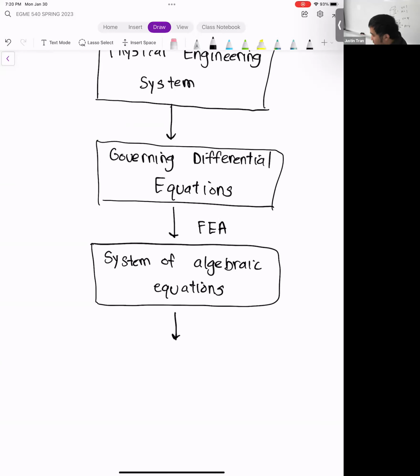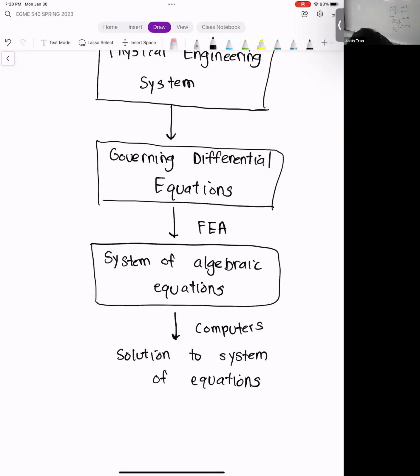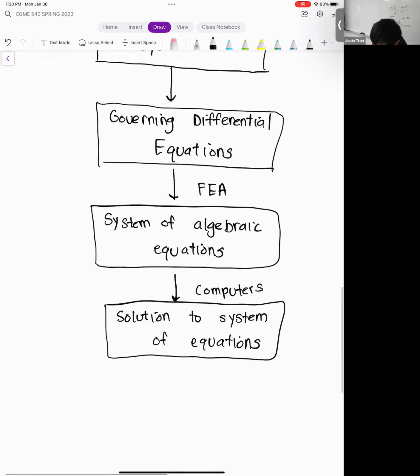Then once you arrive at this point, when you have a system of algebraic equations, you need to solve it. And at this point, this is when you really leverage the power of computers. Okay? And so what you do is you solve. The computer goes through and does its thing. It computes the solution for you using its computer algorithms.